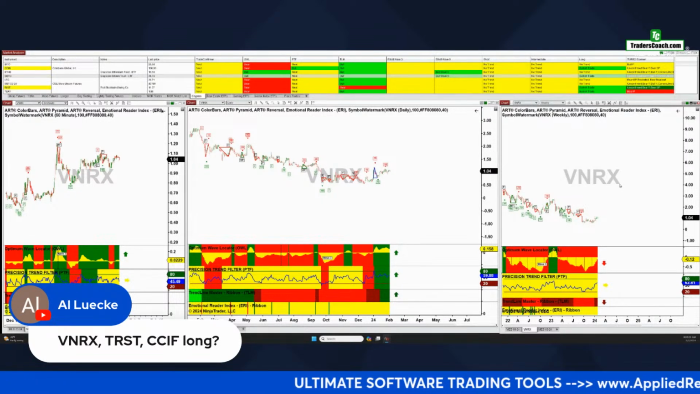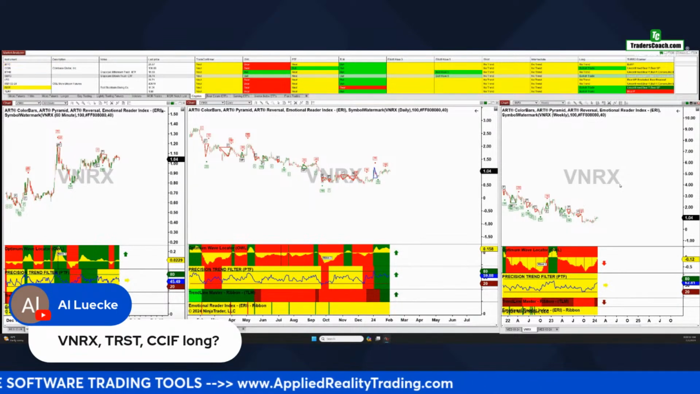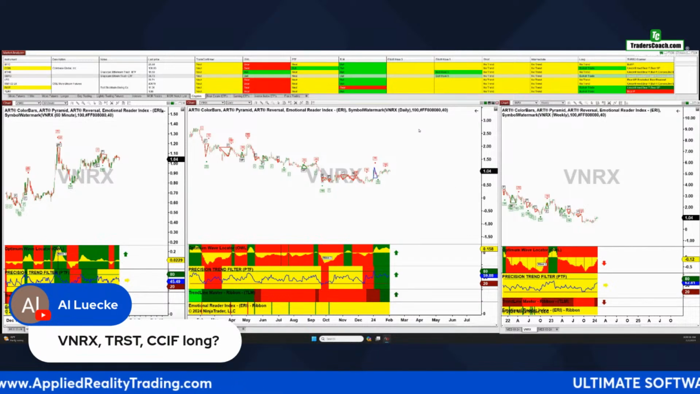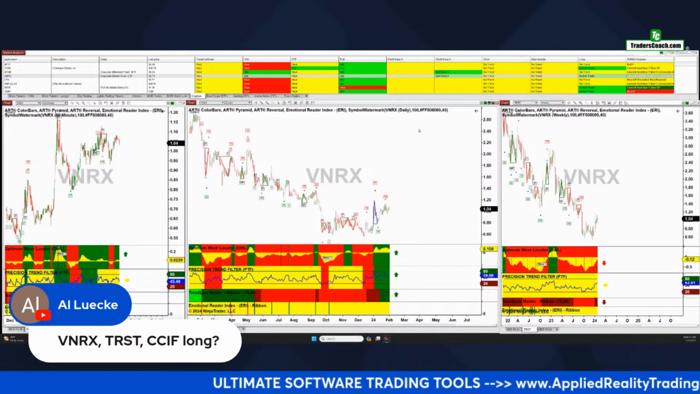So let's put this on the watch list and see if we can get that pyramid on the chart in the center, the daily chart, turning green. In other words, getting confirmed. But I get it, okay? It looks like it could potentially be a pretty good one. All right, TRST, let's take a look at that one.